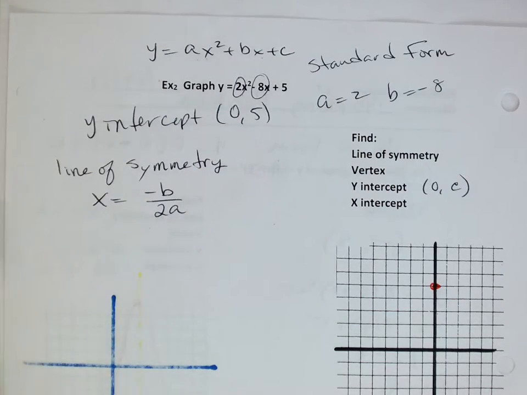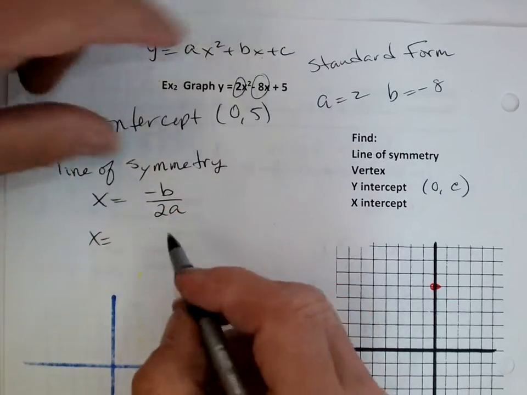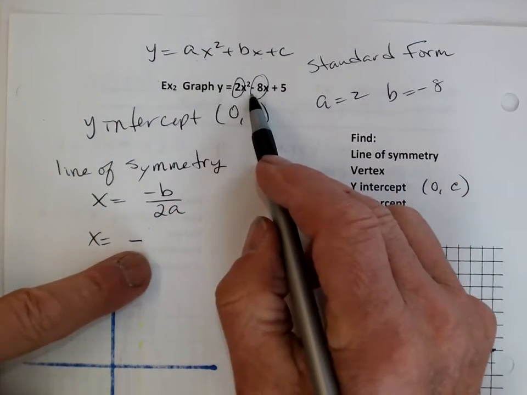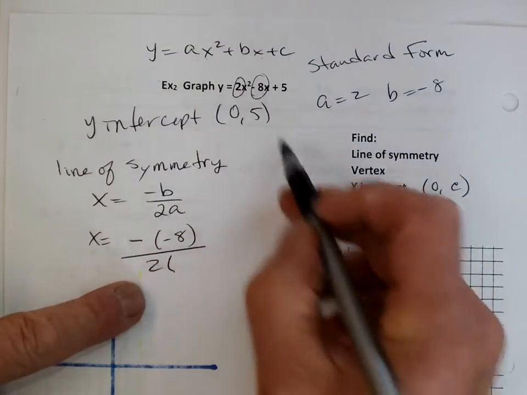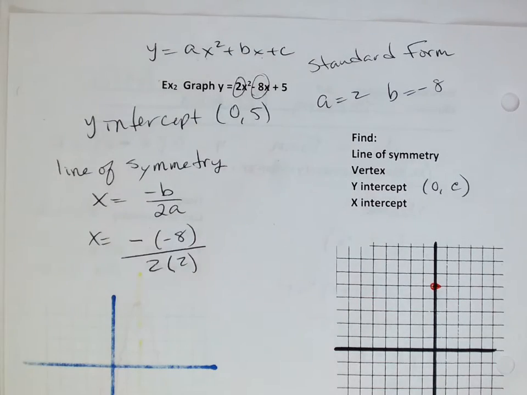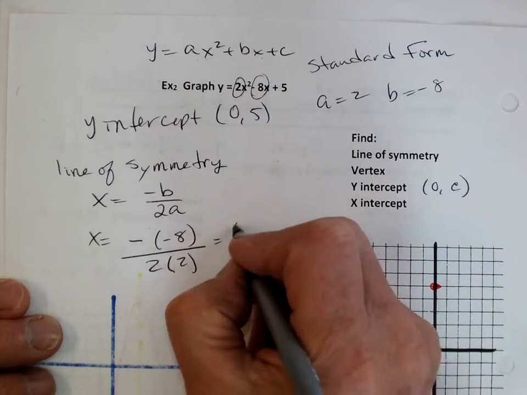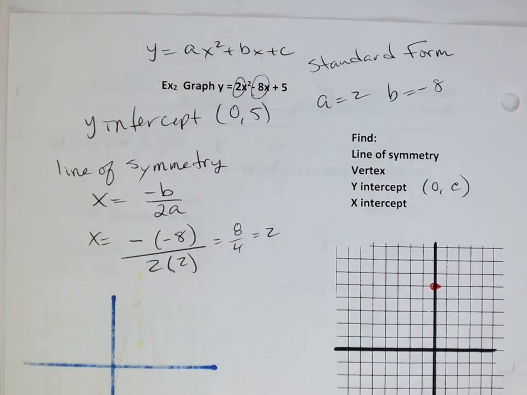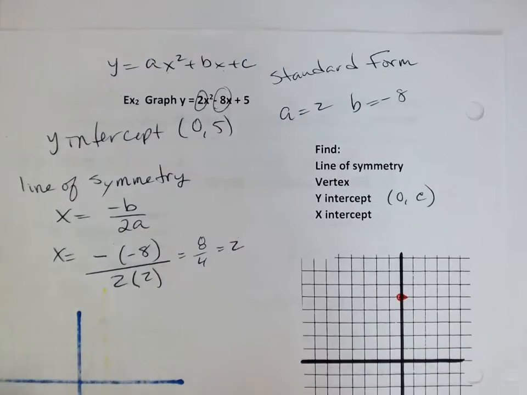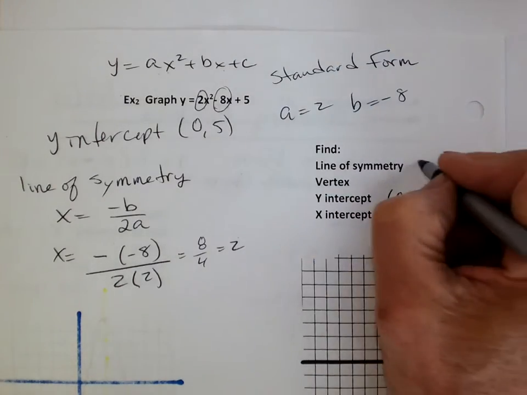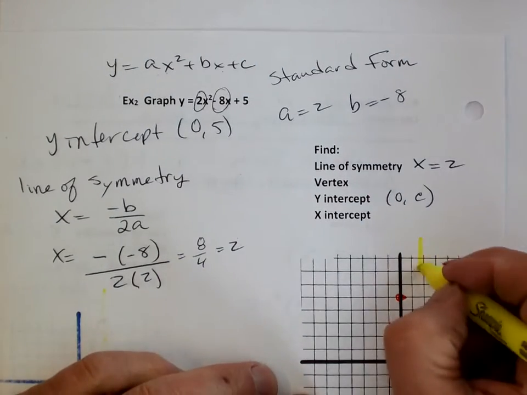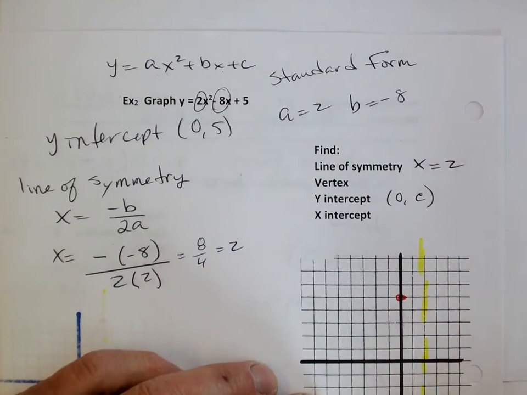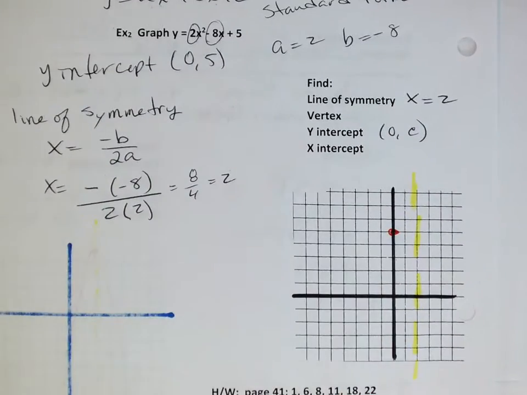Okay, so I'm going to use my x equals negative b, negative 8, double negative, I can deal with that, over 2 times my a value, which is 2. 8 over 4, or 2, right? So my line of symmetry is x equals 2. So I'm going to graph that in, okay? How am I doing? Not too fast? So hopefully today's an easy lesson.